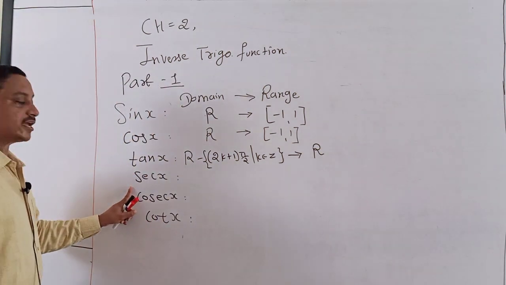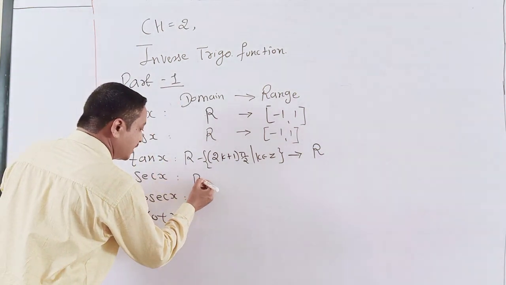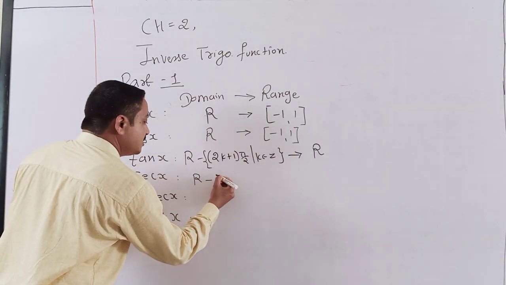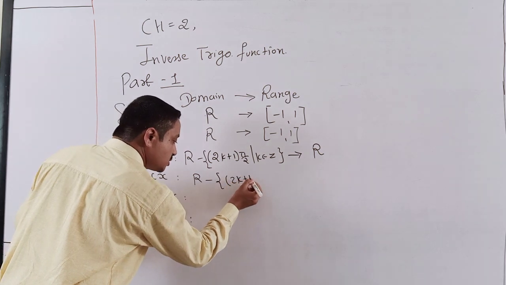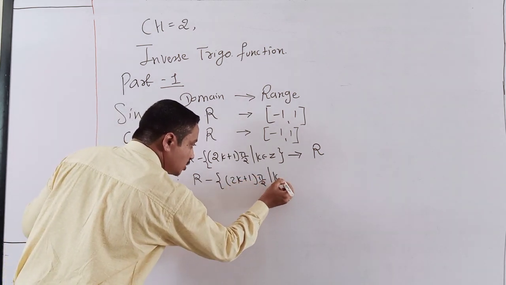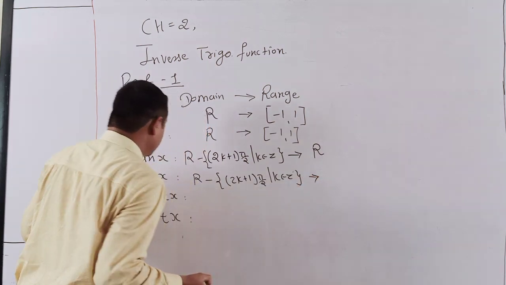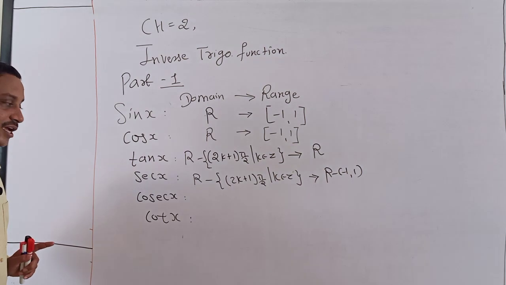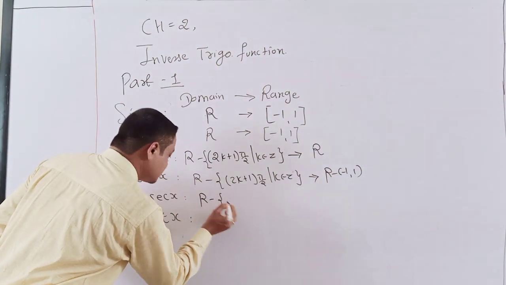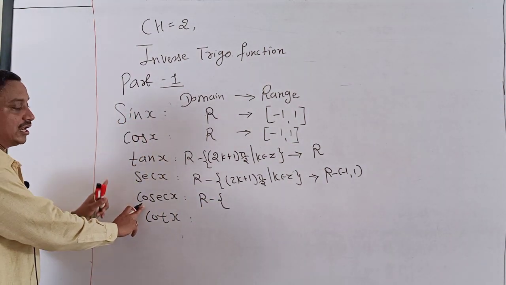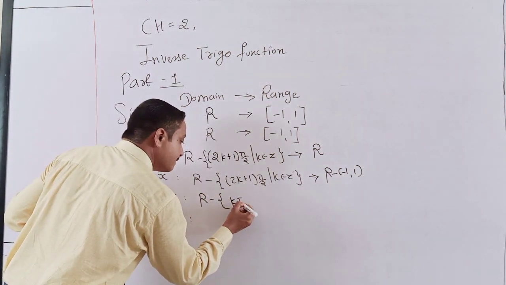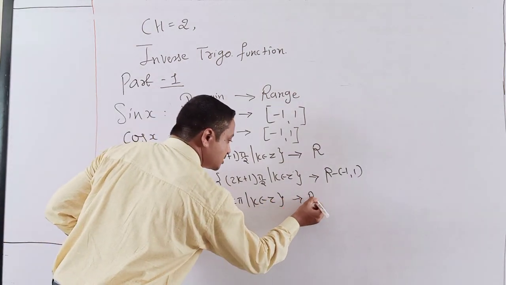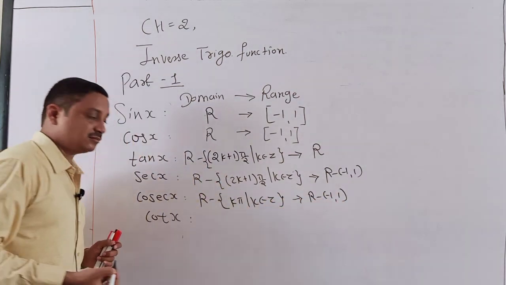Same for sec x, it is R minus the points where sec does not exist, yes, where cos is 0. Similarly, I write down (2k+1) pi by 2, k belongs to Z, and the range is R minus the open interval -1 to 1. And cosec x, when cosec x does not exist, we have sin is 0, and sin is 0 at k pi, k belongs to Z. Yes students, and the range is the same as sec.